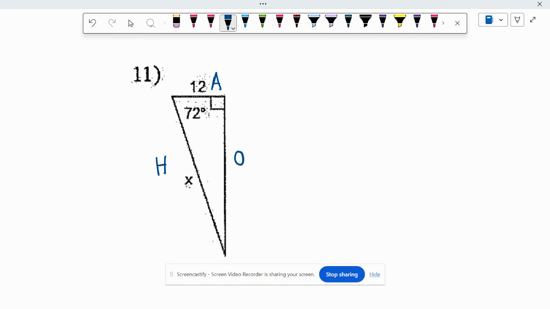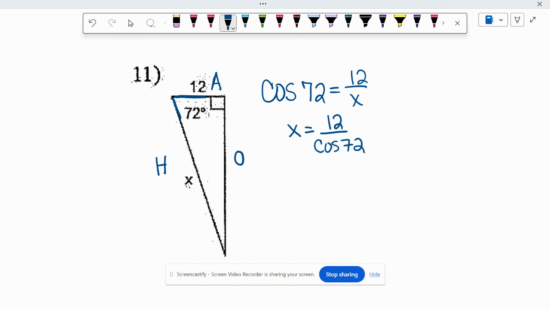Okay. So, Kayla, what trig function uses A and H? So, the cosine of 72 equals the adjacent over the hypotenuse. Kayla, how do I get rid of x in the denominator? Flip-flop. X equals 12 divided by the cosine of 72. Tell me what you get, Miss Kayla. Kayla's got it.